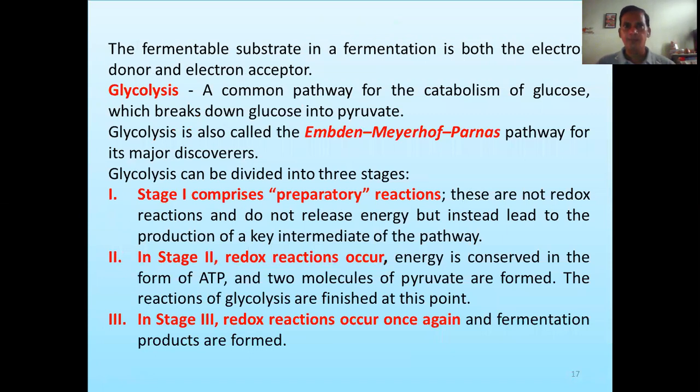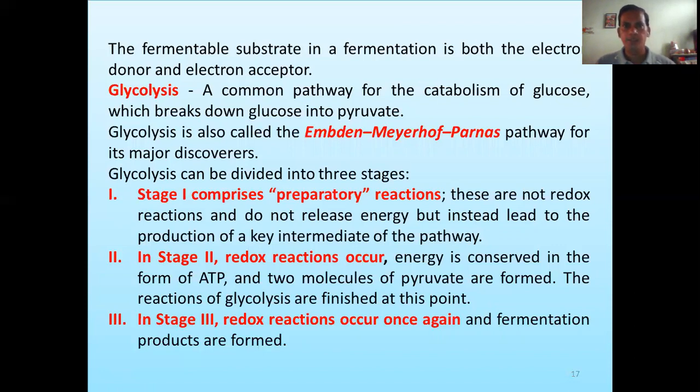The fermentable substrate in fermentation is both the electron donor as well as the electron acceptor. Now comes glycolysis. It is a common pathway for catabolism of glucose, which breaks down glucose into pyruvate. It is also known as the EMP pathway, that is the Embden-Meyerhof-Parnas pathway. These are the major discoverers after whom this was named.